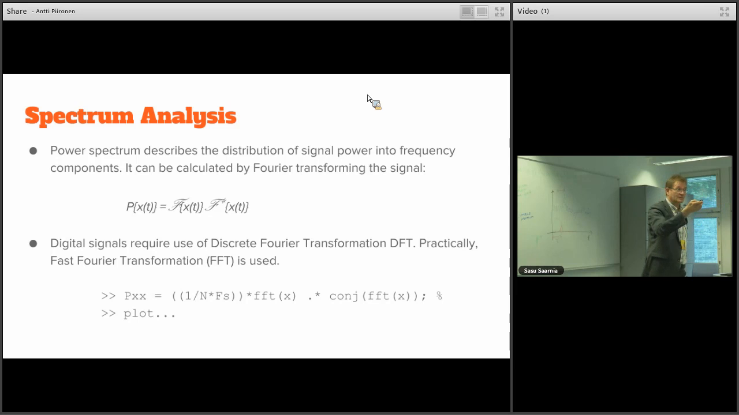Power will usually be plotted or given as decibels, right? The unit is usually decibels, since in signal processing you most of the time also know some reference point. Okay, but that's the power spectrum, the definition. And yes, discrete Fourier transformation is for sampled signals, and practically it's the fast Fourier transformation used to do this DFT.